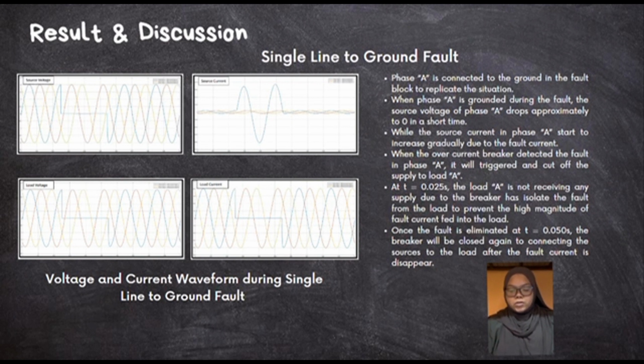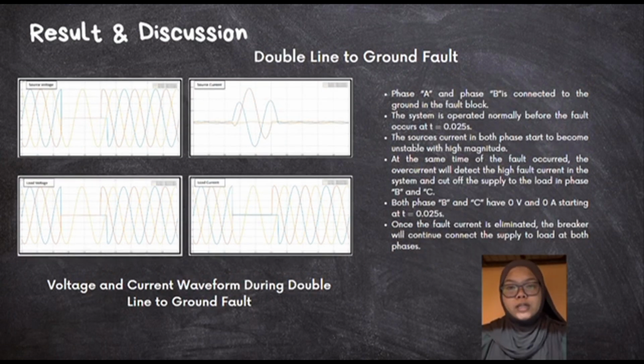The breaker will be closed again to connect the sources to the load after the fault current has disappeared once the fault is eliminated at t equal to 0.05 second. Next, for the double line to ground fault, as shown in the figures, phase A and phase B are connected to the ground in the fault block.